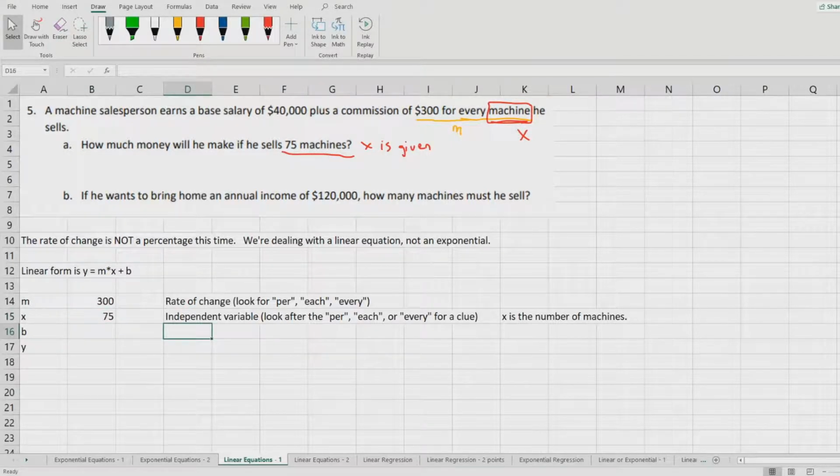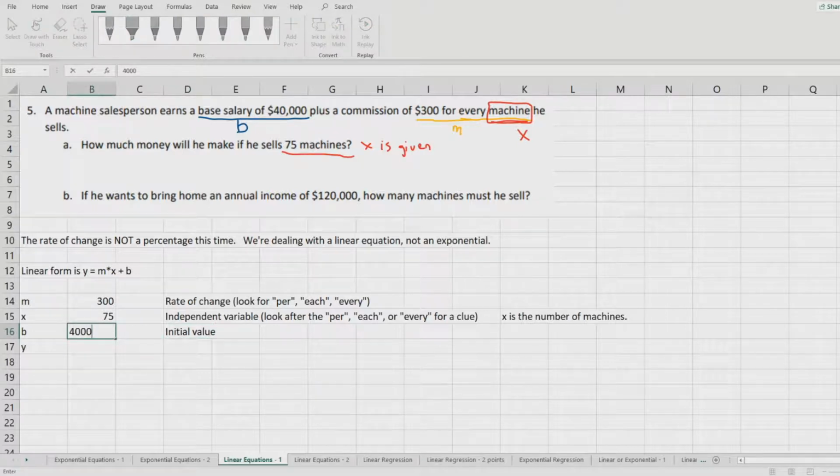Now for B. B is our initial value. Now this isn't always easy to see either, but there is a number that we have not used yet. And that's going to be this number, the base salary. That's the money we make for coming to work. That's going to be our B. And so we'll place 40,000 in the B box.